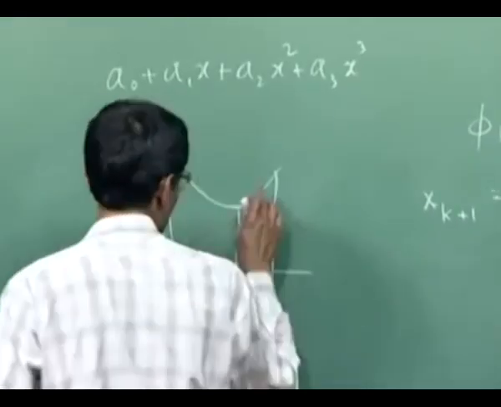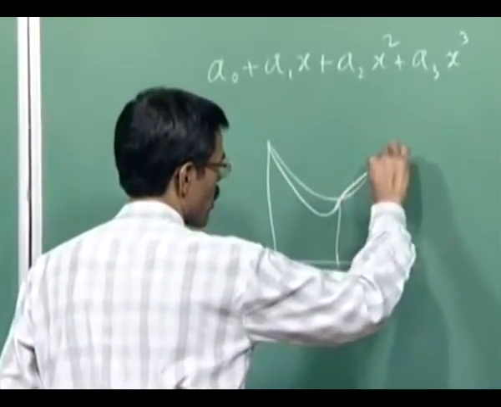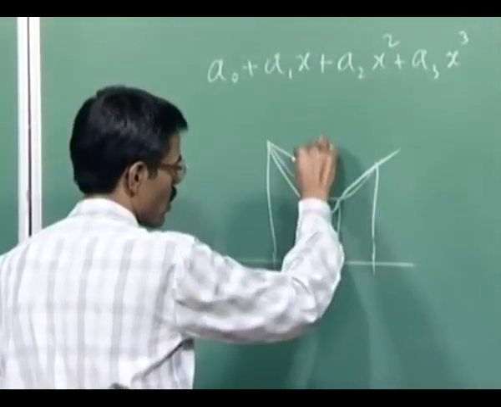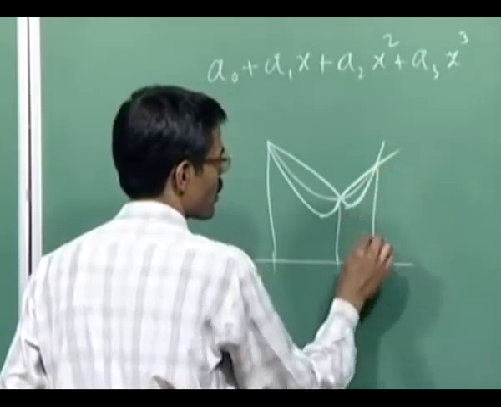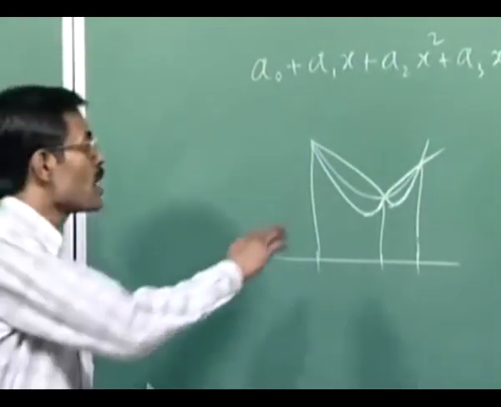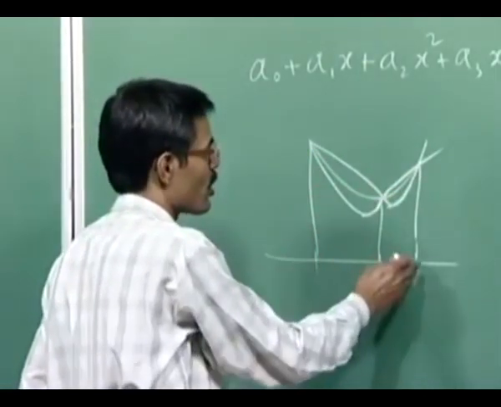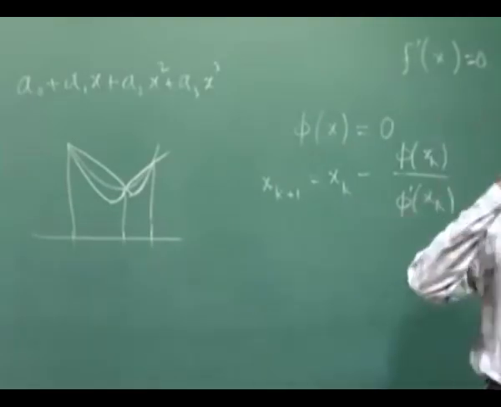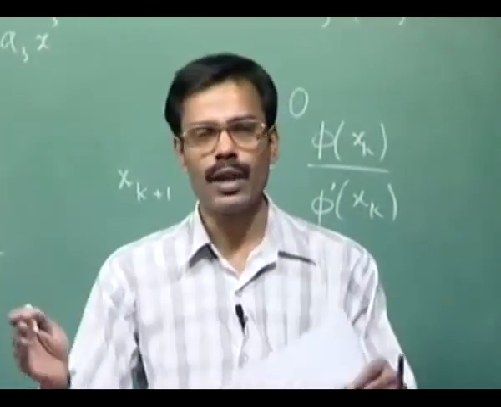Now, these 3 could be like this, in which case the minimum is here, or it could be like this, in which case the minimum is here. So, this is important. Bracketing in the case of minimization problem requires 3 points, and the pattern or trend of downward and then upward should be established to identify a bracket.